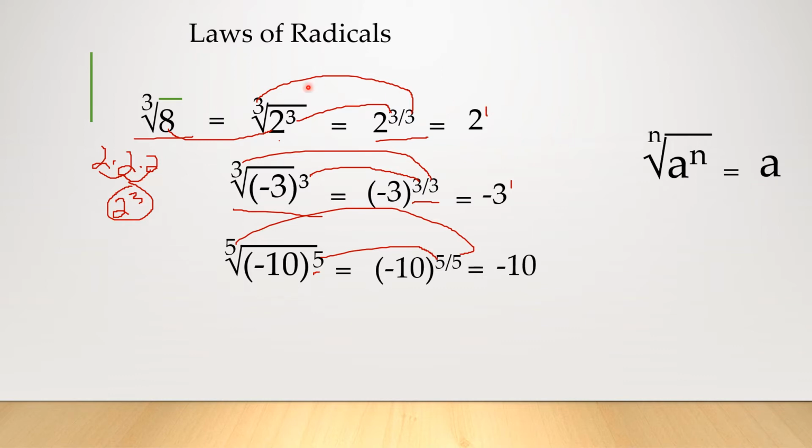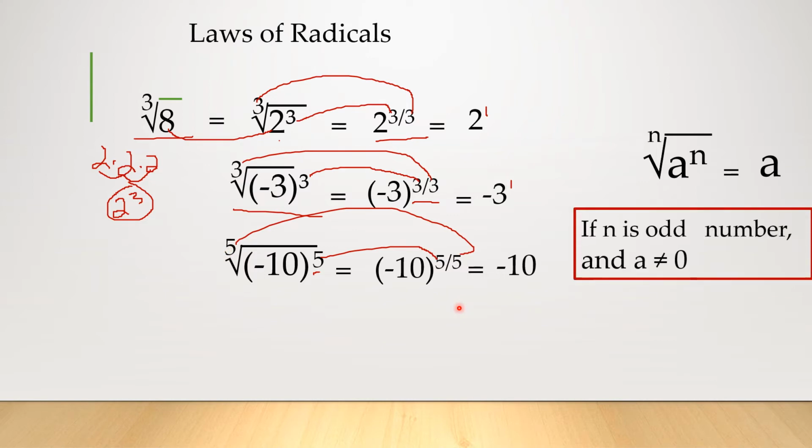Now, what have you noticed here about the n, or the index, and the exponent? They are the same, and also they are odd numbers. 3 is an odd number, 5 is an odd number. Now, this condition is true if n is an odd number and a is not equal to 0. So it means the answer is a, the base here of the radicand, if n is an odd number.